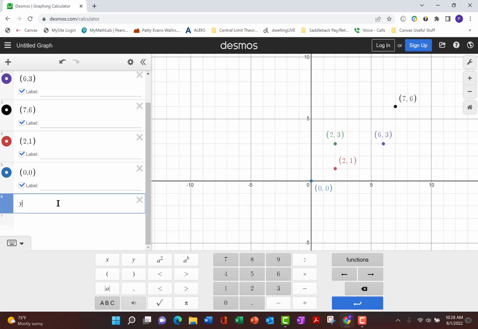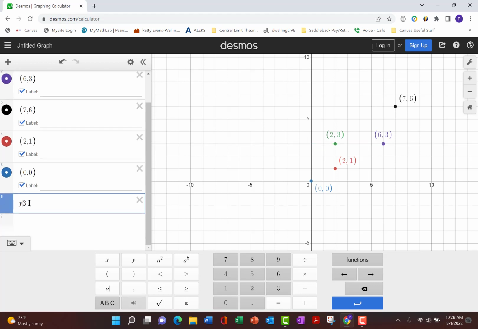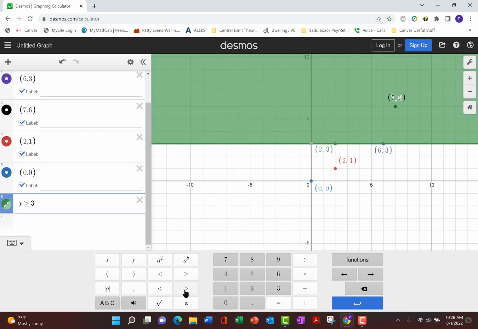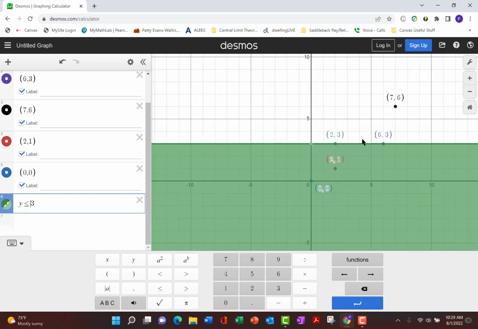Horizontal lines are y equals a number. Let's do y equals 3. Notice this horizontal line passes through all points where the y coordinate is equal to 3. If I change the equal to a greater than or equal, it shades all points above the line where the y coordinates are greater than 3. And if I change it to a less than or equal, it shades all points below the line where the y coordinates are less than 3.